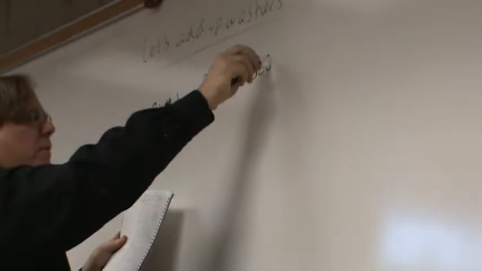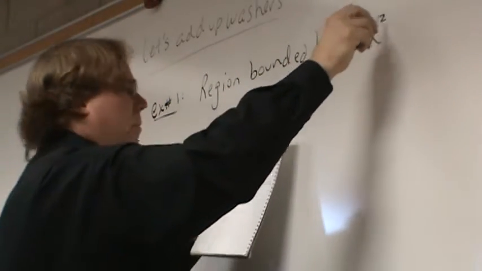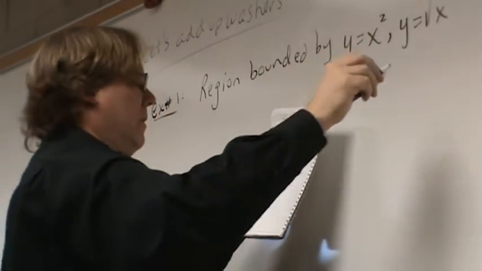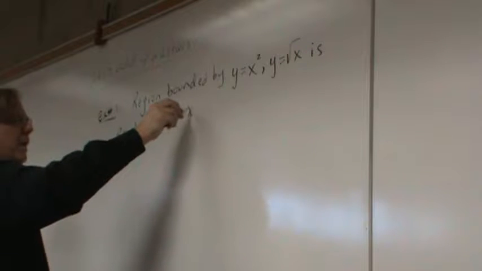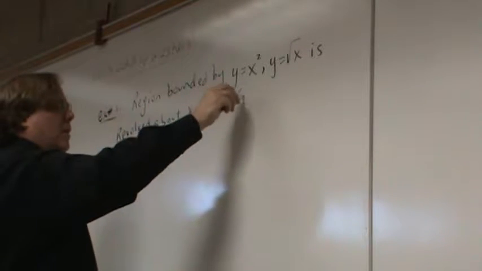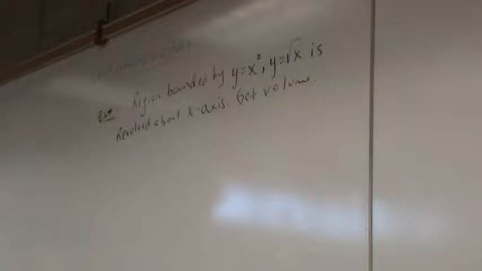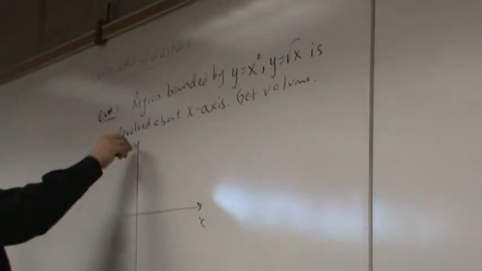Okay, I've got a region bounded by y equals x squared, y equals rad x, revolved about the x-axis. Get the volume. Okay. So let's go for it. And I'm thinking, okay, this is easy. I'm feeling pretty comfortable with this stuff.